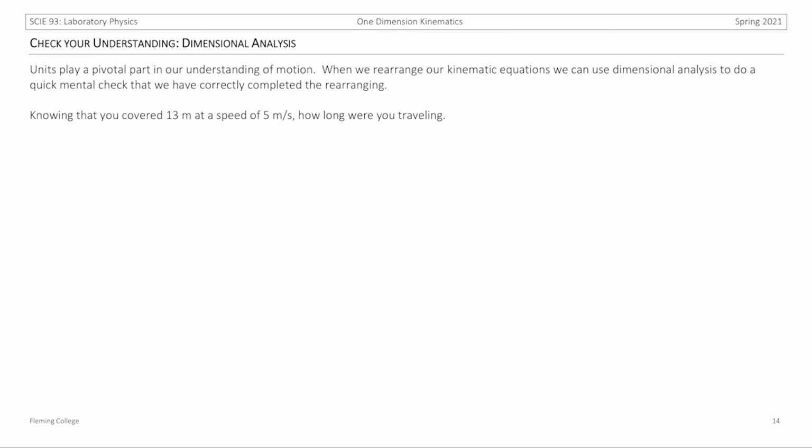Your calculator's great at calculator things, almost too good at times. You have to be good at interpretation things, and that means you have to determine what the units are from the calculation you've completed. So let's look at an example. If I told you that you covered 13 meters at a speed of 5 meters per second, and I asked you how long you were traveling, you could look at this and say, okay, I'm given a displacement, and I'm given a velocity, and I'm asked for time.